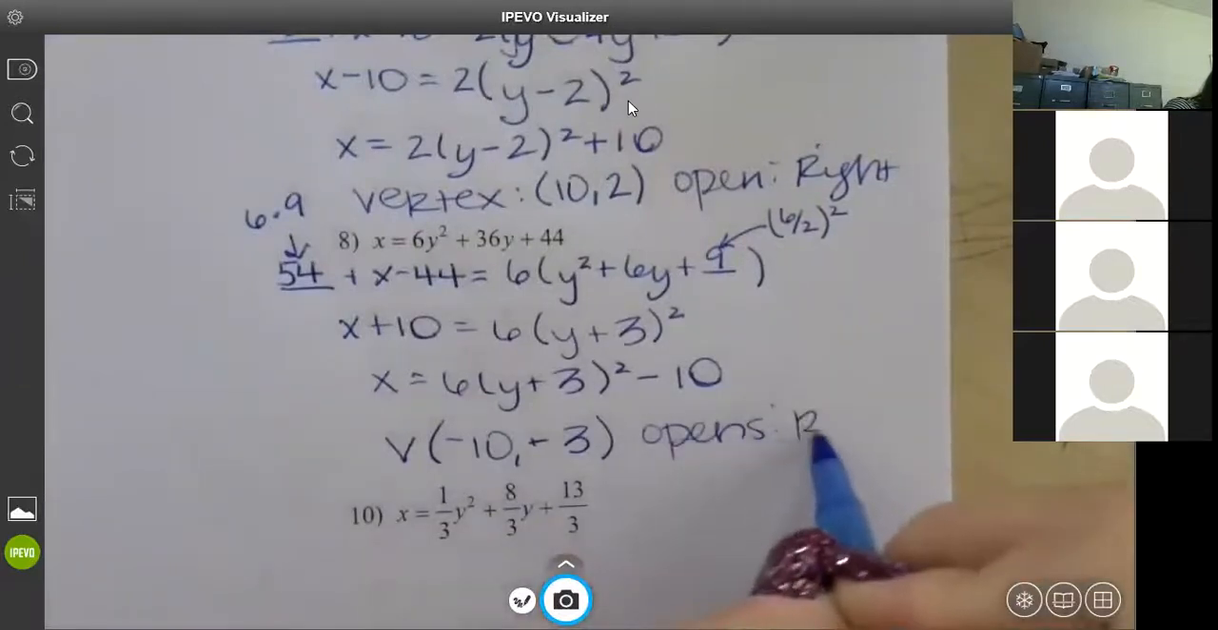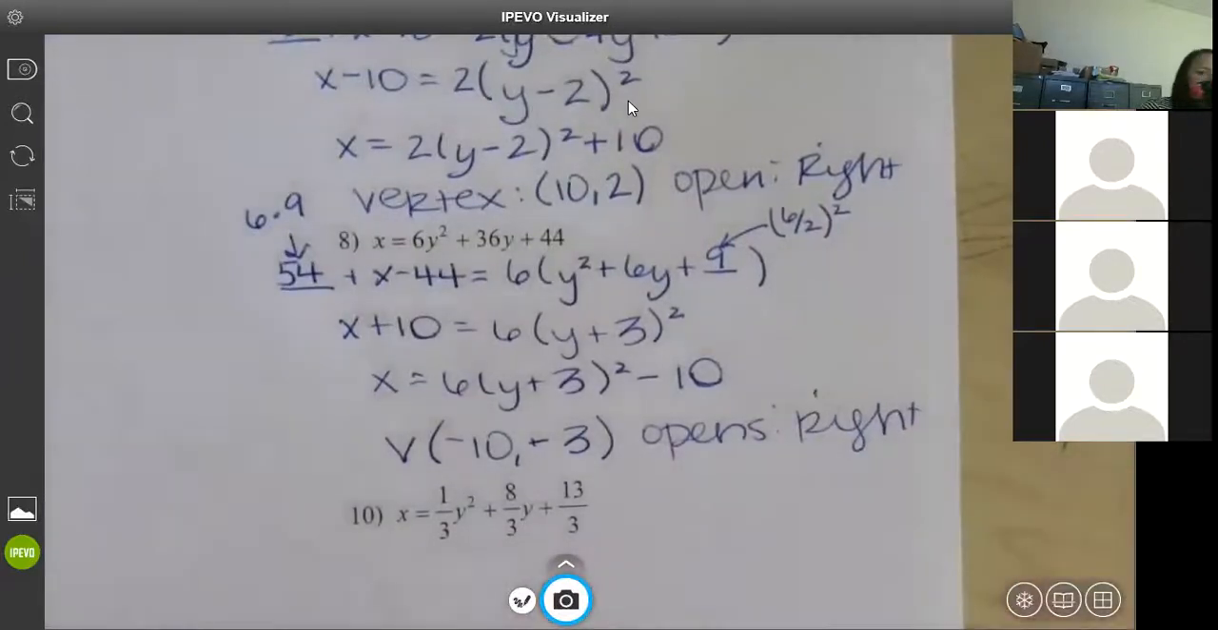Good. And why does it open right? What's the 6 also going to do? Same thing it always does. What's that 6 in front do? If it's positive or negative, it flips it around. It tells you which way it goes. But what does like a 6 tell you compared to like a 1/2? It stretches it. Yes, a 6 makes it skinny. So it's going to be a little skinny one to the right. If it were like 1/4, it'd be a big fat one to the right. Does everybody understand that? Okay, so don't forget what that 6 does.